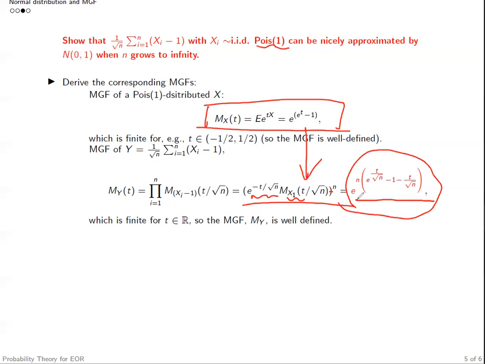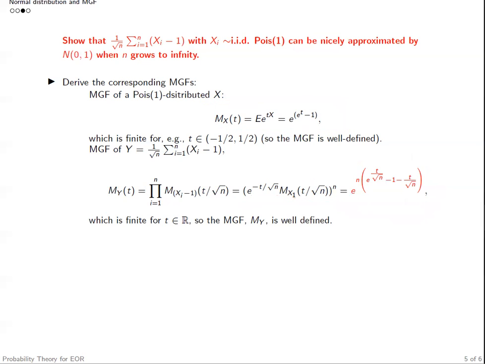Look at this formula. It's well defined for any t from R, from the real line. So the moment generating function of y here is also well defined. Now we have the moment generating function of this monster. How do we work with this formula? We're going to apply the Taylor expansion to see what happens when n gets larger and larger.